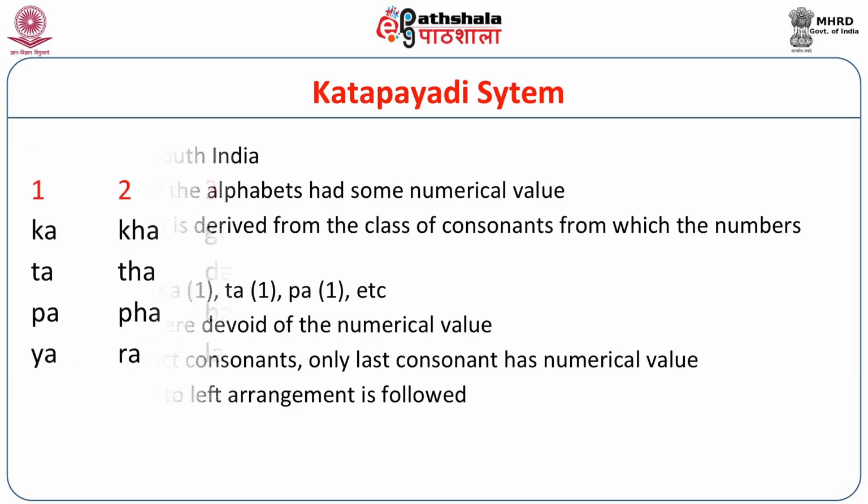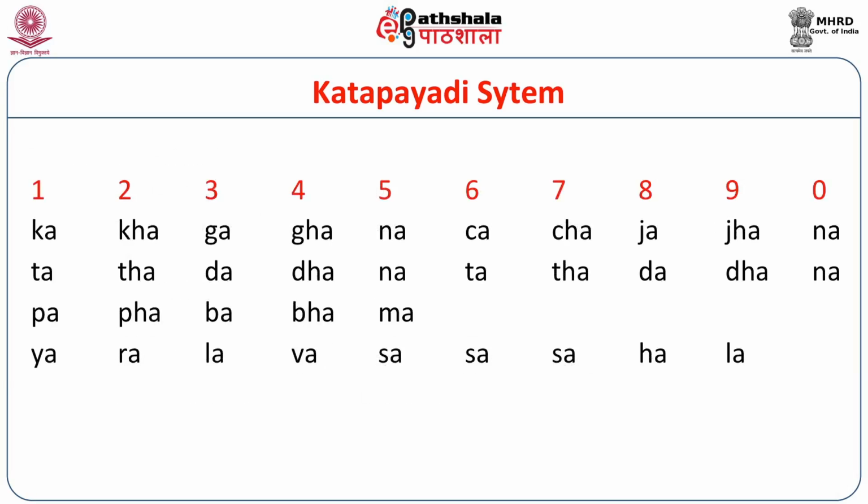Now, in this slide, you can see which letter is denoted by which figure. In the first column, you find Ka, Ta, Pa, Ya, they denote 1. Similarly, in the second column, you will find Kha, Tha, Pha, Ra, they denote 2. Similarly, Ga, Da, Ba, La, they denote 3. Gha, Dha, Bha, Va, they denote 4. Nga, Na, Ma, Sa, they denote 5.